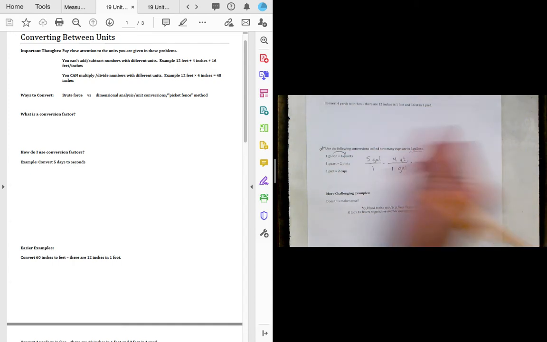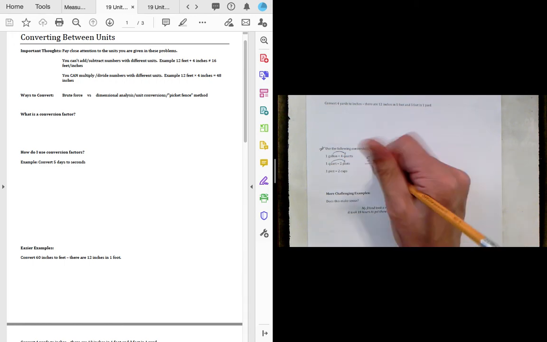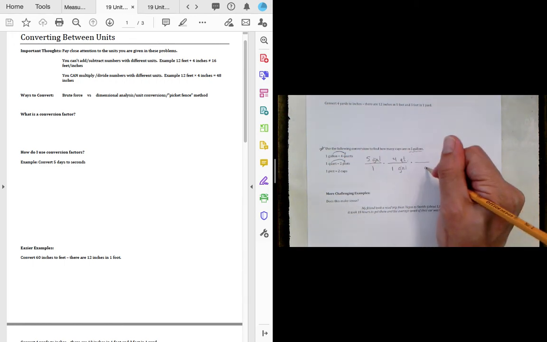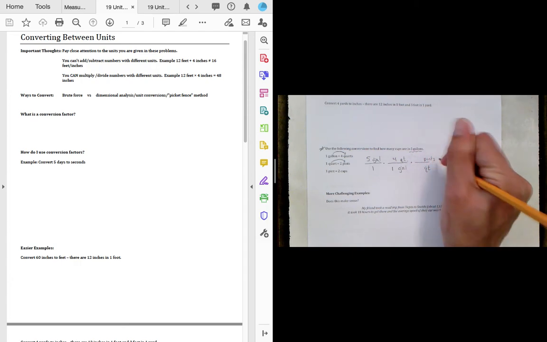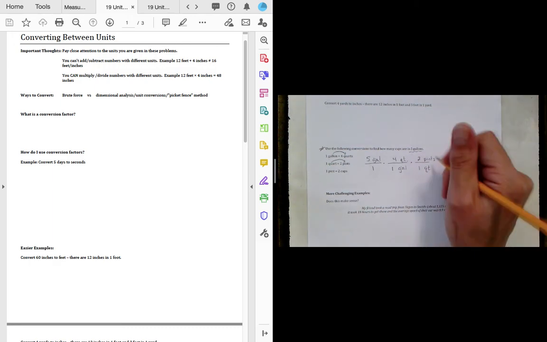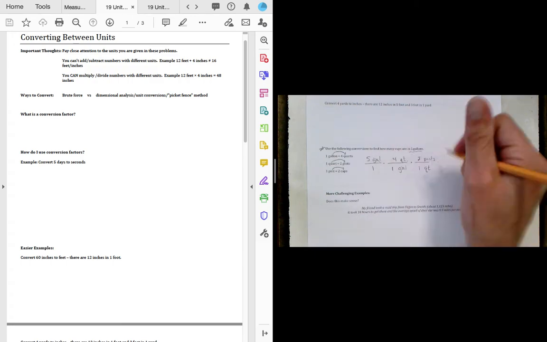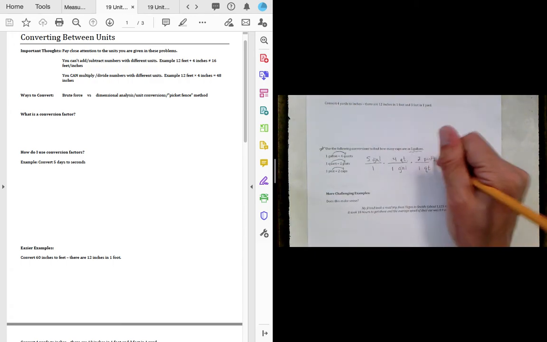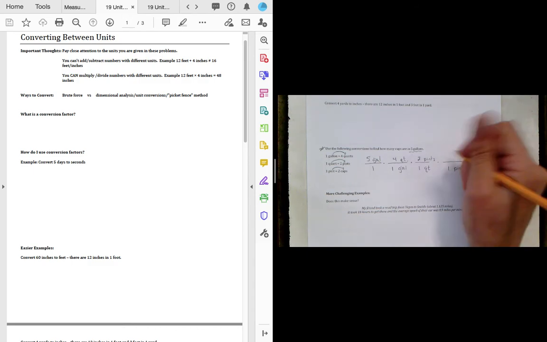Then we're going to go from quarts to pints. I have quarts on top. I want my quarts on the bottom so that they cancel, and I can convert from quarts to pints. It tells me that 1 quart is 2 pints. And then lastly, we're going to go from pints to cups. I have pints on top, so I'll have pints on bottom. 1 pint is 2 cups.